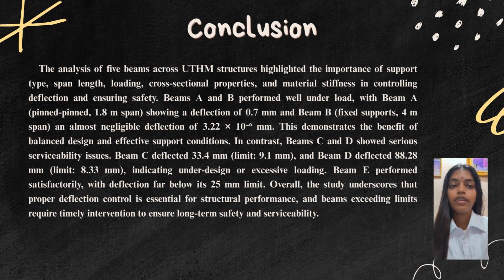So, for the conclusion, the deflection analysis of 5 UTHM beams highlighted the importance of support type, span length, loading, cross-section, and material stiffness in structural performance. Beams A and B showed excellent behavior with minimal deflection due to effective design and support conditions. In contrast, beams C and D exceeded their deflection limits significantly, indicating under-design or excessive loading, which could compromise safety. Beam E performed within acceptable limits.